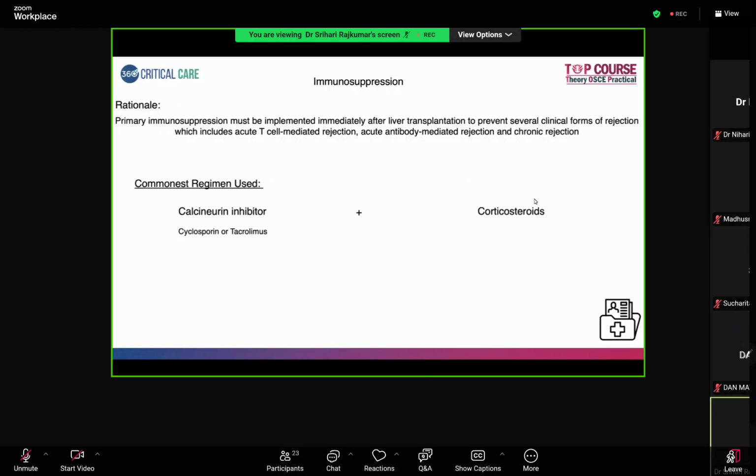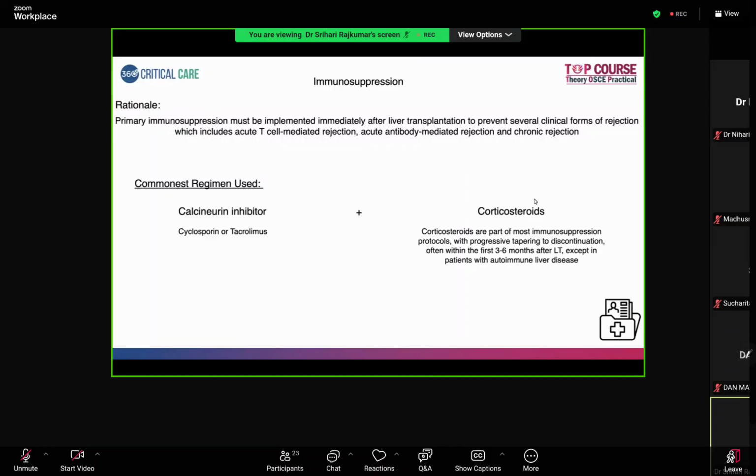So, with regard to liver transplant, there are only two things you need to really keep in mind. The commonest regimen that is used is you go with the calcineurin inhibitor. In most of the centers, they go with the tacrolimus. And the second is to go with corticosteroids. So it's as simple as that. So if at all they ask you about immunosuppression, you go with the CNI and you go with corticosteroids. These are the main drugs that are used in liver transplant recipients.